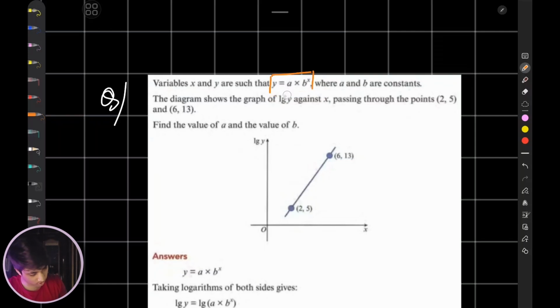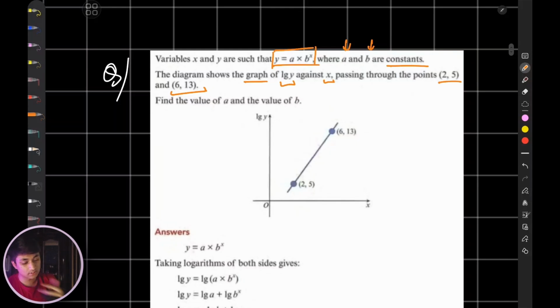Fair enough. What is it saying? This is the equation, and they're saying a and b are constants. Great. The diagram shows the graph of log y against x passing through the points (2, 5) and (6, 3). Notice one thing. Over here in the equation, do you see log over here? No, you don't. So what do you have to do? You definitely have to go through a process of making this non-linear function a linear function, such that you get this straight line.